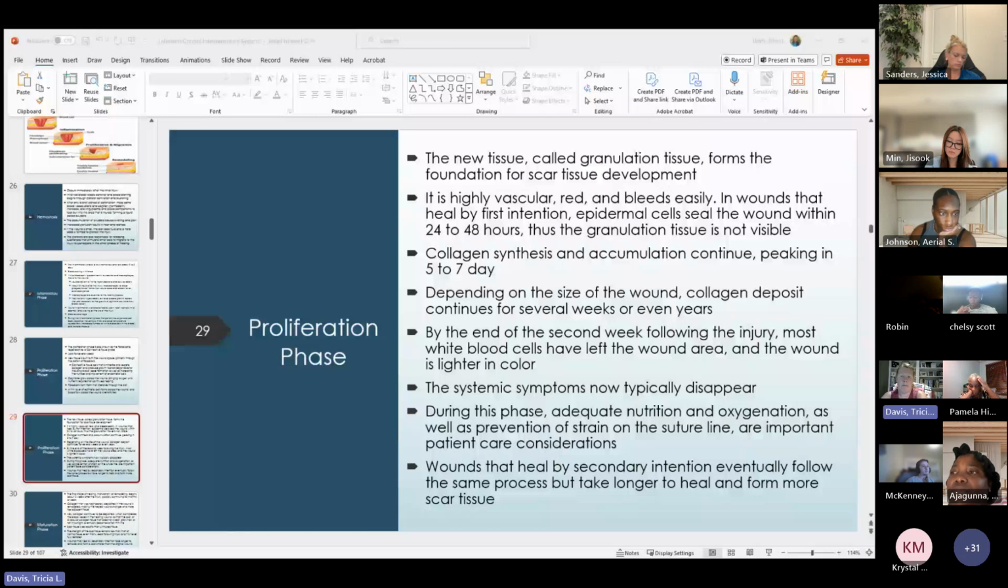And then still we need adequate nutrition and oxygenation, because we are preventing any type of strain on a suture line. So anybody that has sutures and things like that, we don't want anything underneath of that to swell, that could cause any type of issue and allow those sutures to come open or to separate that wound. Wounds that heal by secondary intention eventually follow the same process, but again, it's by secondary intention, so it takes a lot longer, and wounds that heal by secondary intention will form scar tissue, but it takes a lot longer.